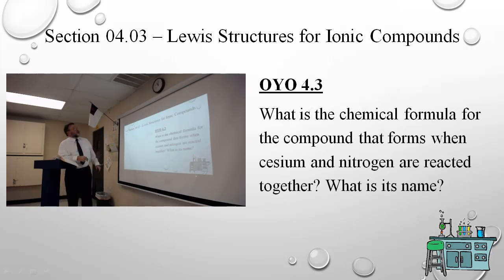Okay, on your own, 4.3 asks, what is the chemical formula for the compound that forms when cesium and nitrogen are reacted together? Cesium and nitrogen are reacted. What is the formula, and then what is the name? Walk through this together. All right. Cesium and nitrogen. What is the first thing I have to do? I've got to find the chemical symbols for cesium and nitrogen on the periodic table, don't I?